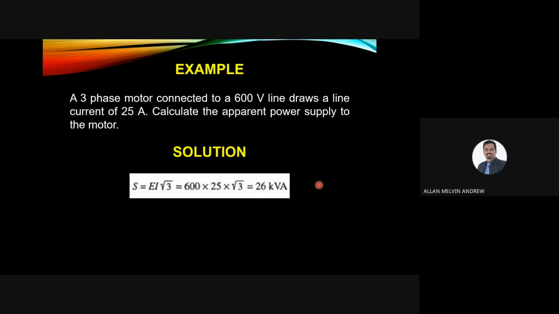Okay, so another example. A three-phase motor connected to a 600 volt line, with a line current of 25 ampere. Calculate the apparent power supplied to the motor. So that is equal to EI, and in the previous formula, EI times square root of 3. So 600 times 25 ampere times square root of 3. So you get 26 kilovolt ampere.